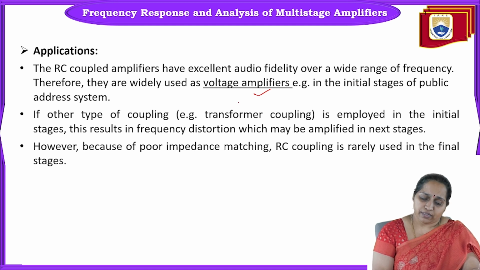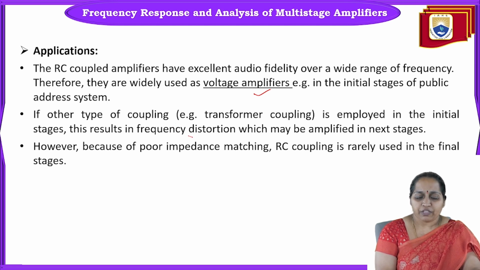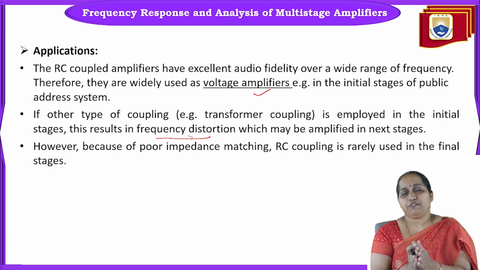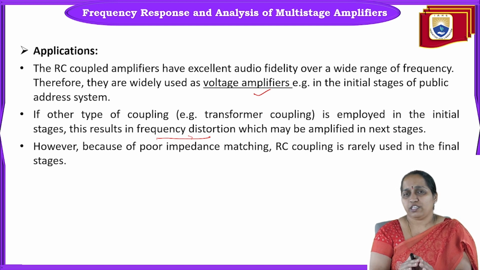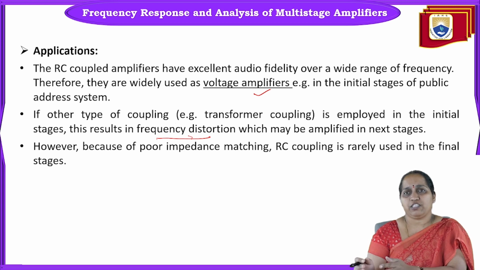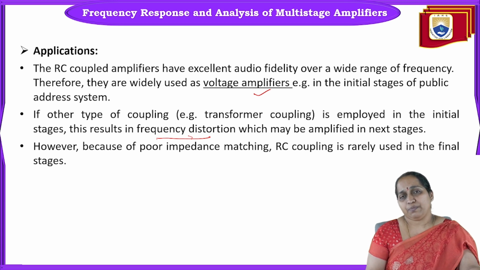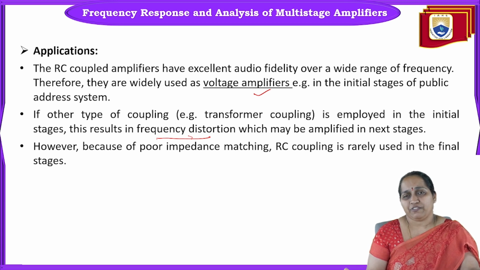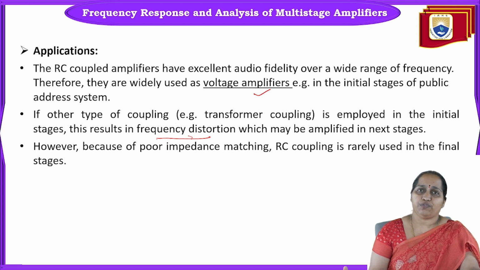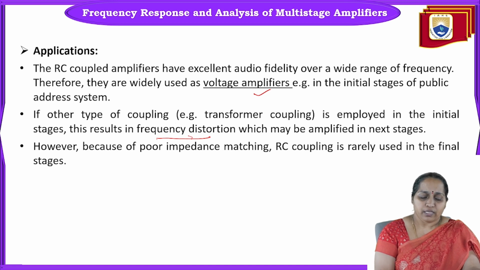Instead of an RC coupled amplifier, if another type of coupling is used, it will result in frequency distortion, which may be amplified in the next stages. In the first stage itself, if there is any frequency distortion, whatever signal is given to the second stage will be amplified, including the distortion. So if you use some other coupling in the initial stages, this frequency distorted signal will be further amplified in the next stages, and as a result the distortion will be more. That is the second application.